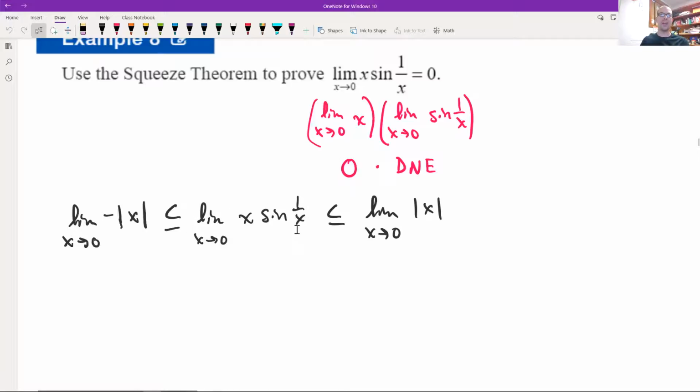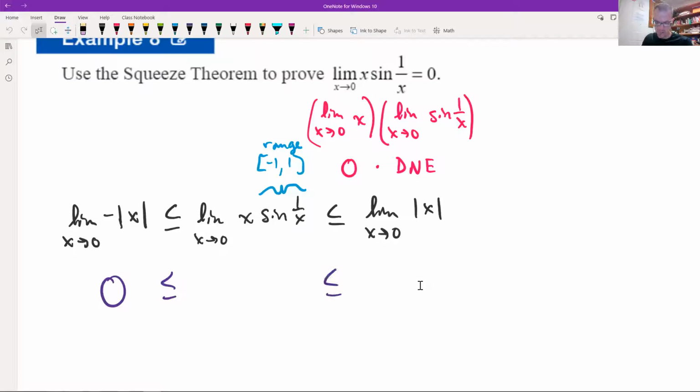And that works because sine of 1 over x oscillates between -1 and 1. The range of this function is -1 to 1. That allows us to create this inequality. And if we evaluate the limit over here and we evaluate the limit over here, as x goes to 0, this limit will approach 0.